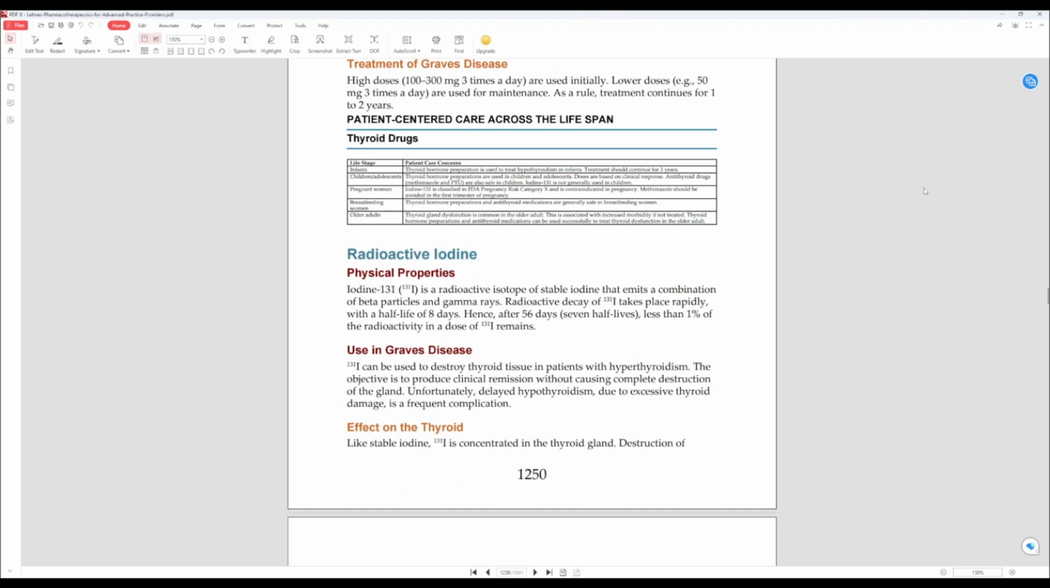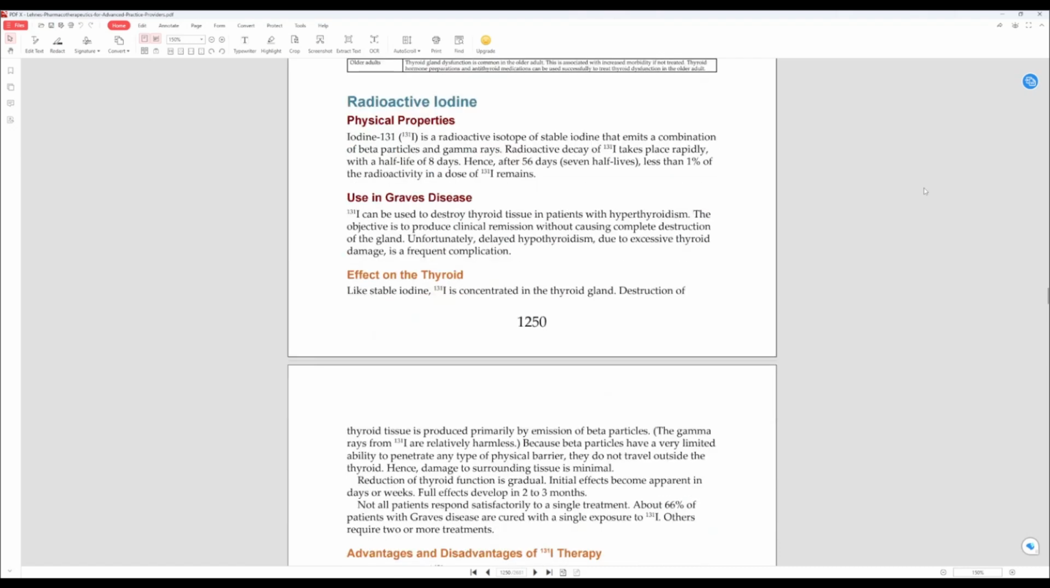So, patient-centered care across the lifespan. A good spot to look at a different lifespan of different patients and its use for thyroid drugs. Which brings us slowly to alternative routes, such as radioactive iodine.